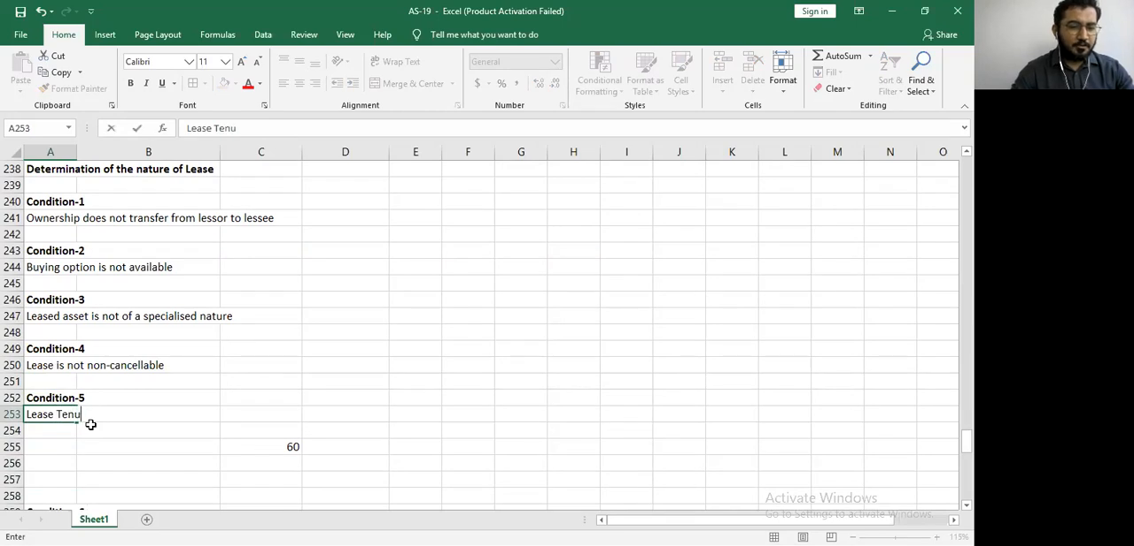What's the lease tenure? 3 years. And what is the useful life? 5 years. So the percentage of lease tenure covering the useful life is 3 divided by 5 into 100.